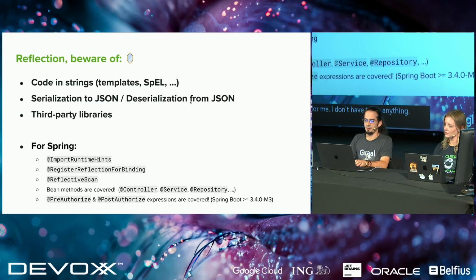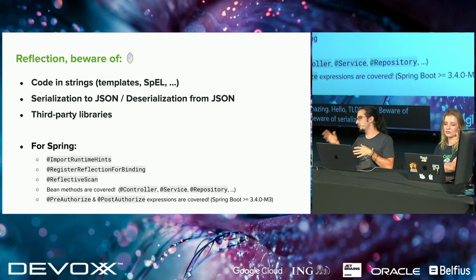OK. Amazing. So a little TLDR of that. Beware of code in strings. Beware of serializing and deserializing to a text format, JSON, XML, whatever text format you use. And if you use third-party libraries that do this, well, they will have the same issues, right? You will need to register stuff for reflection. In Spring, we have many utilities, so you don't have to go and write JSON manually. So import runtime hints, register reflection for binding, and reflective scan if you want to invert where you register your things.